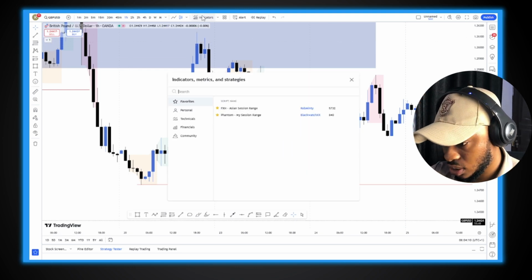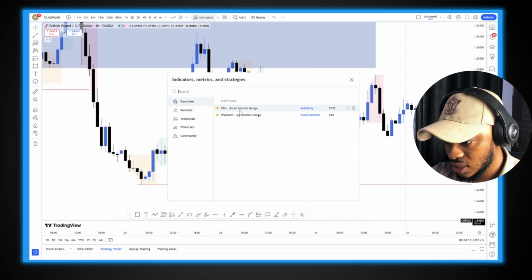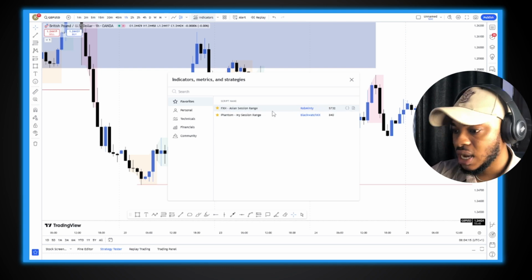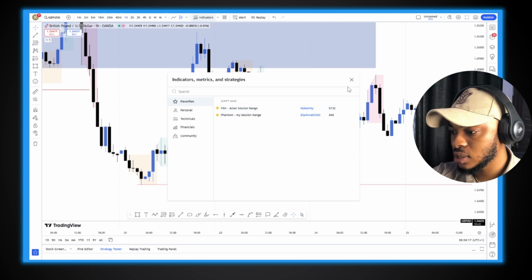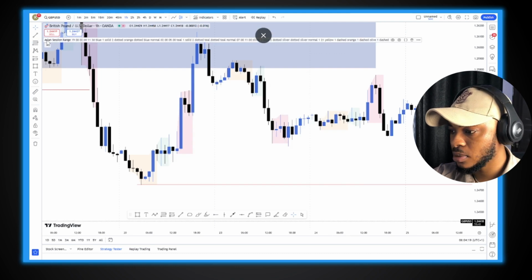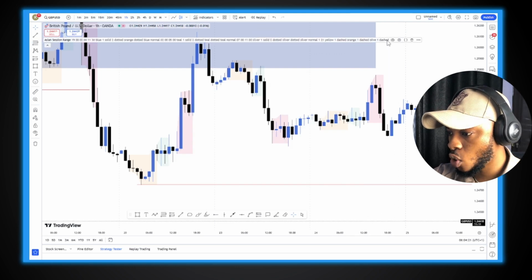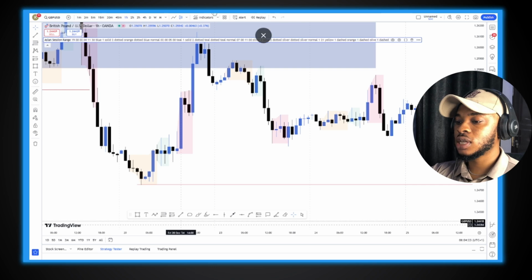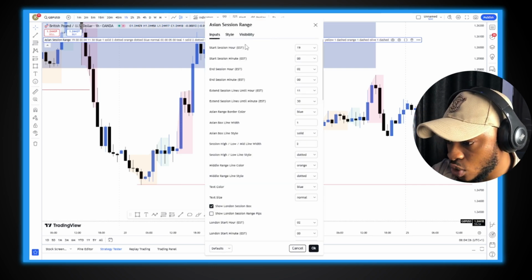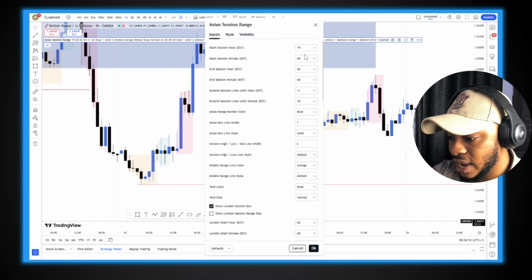Asian Session Range, FXN Asian Session Range. If we're going to talk about the settings, let's talk about the settings so you can set the same and use the same, since this is the course. So set the same and use the same. This is the input I have.